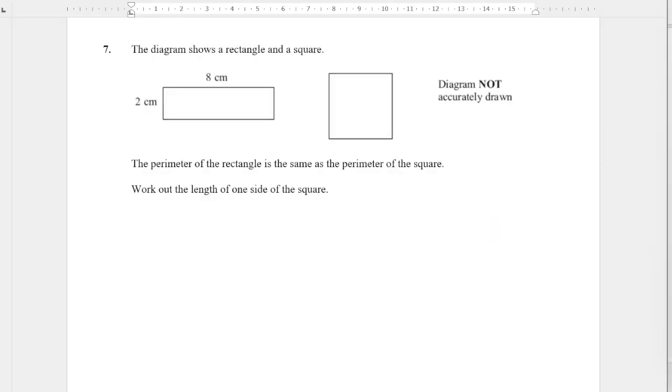Okay, question 7. Diagram shows a rectangle and a square. The perimeter of the rectangle is the same as the perimeter of the square. Work out the length of one side of the square. So I could work out the total perimeter of both of this shape and then divide it by 4 to get the perimeter of this shape. Or kind of in a similar way, what I'm going to say is that length plus that length is going to be equal to that length plus that length. And if I call that x, then I can say x is going to be equal to 8 plus 2 divided by 2, because we've got 2 lots of x. So that's just going to be 5.